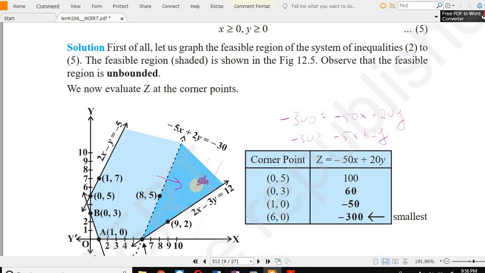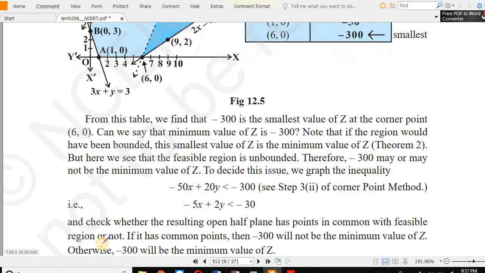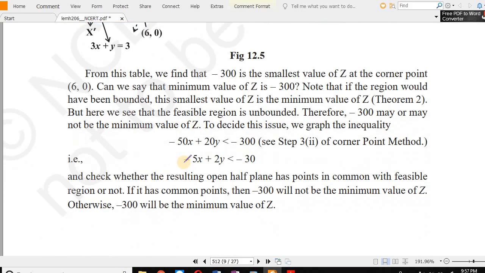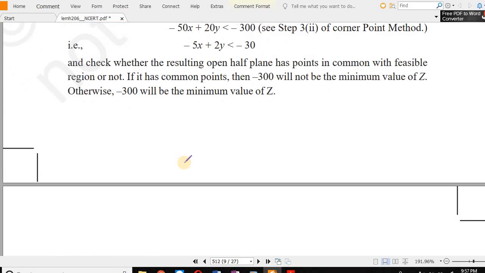So I can find a point in the feasible region that has a smaller value of objective function than minus 300. So minus 300 is not the minimum value. In this case of this unbounded region, there is no minimum value. There's no solution to the minimization problem. And you can read this discussion here. It's saying basically the same thing in different words.